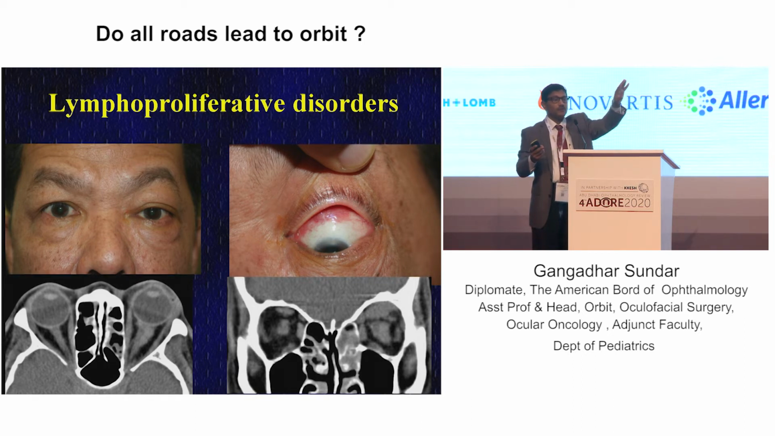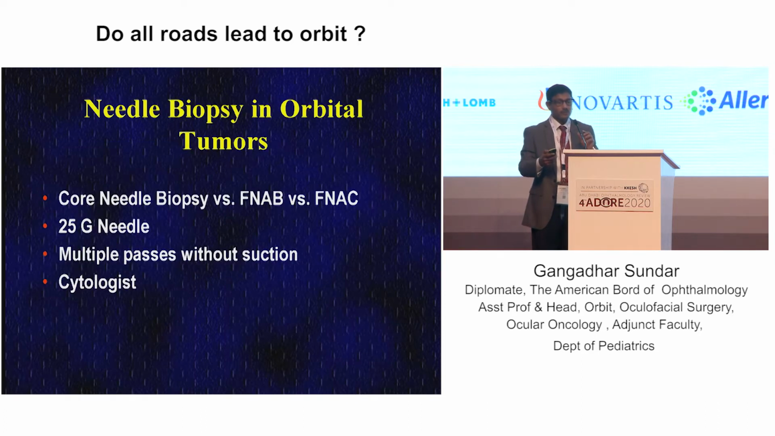That's all you need to go for. You don't need to go for the orbital tissue. A simple topical anesthesia, transconjunctival approach to the tissue diagnosis is all that is important to get it as well. So what then is the role for needle biopsies?